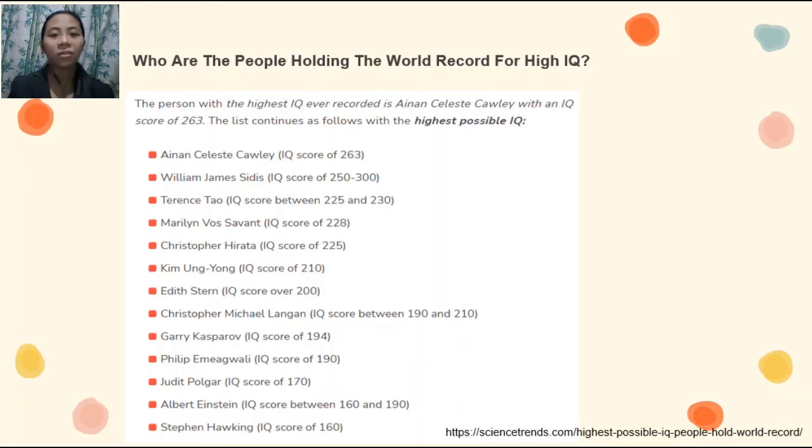Christopher Hirata, 225. Kim Ung-yong, 210. Edith Stern, over 200. Christopher Michael Langan, between 190 and 210. Garry Kasparov, 194. Philip Emeagwali, 190. Judit Polgar, 170. Albert Einstein, between 160 and 190. Stephen Hawking, 160.